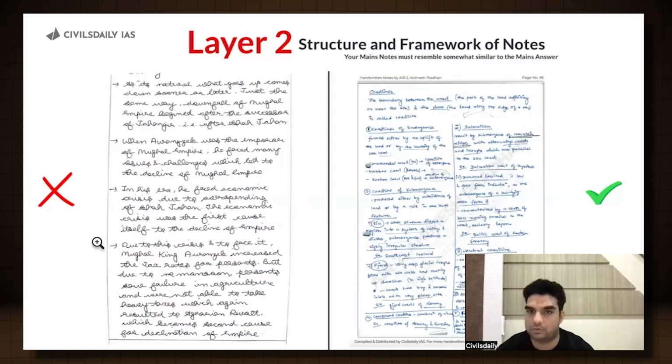This is your layer 2. On the right hand side, there are literally handwritten notes of rank 2 this year, the original notes. This is not made up. This is what he has written and used in his own exam. Two things you need to check: structure and framework, and they will resemble how you should be writing a mains answer.